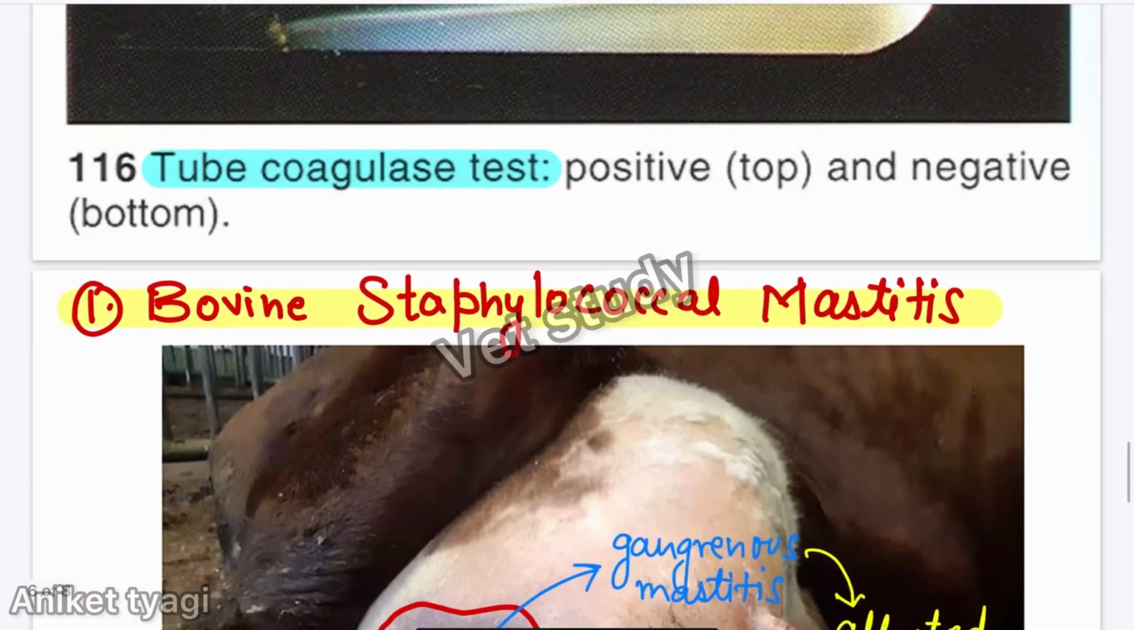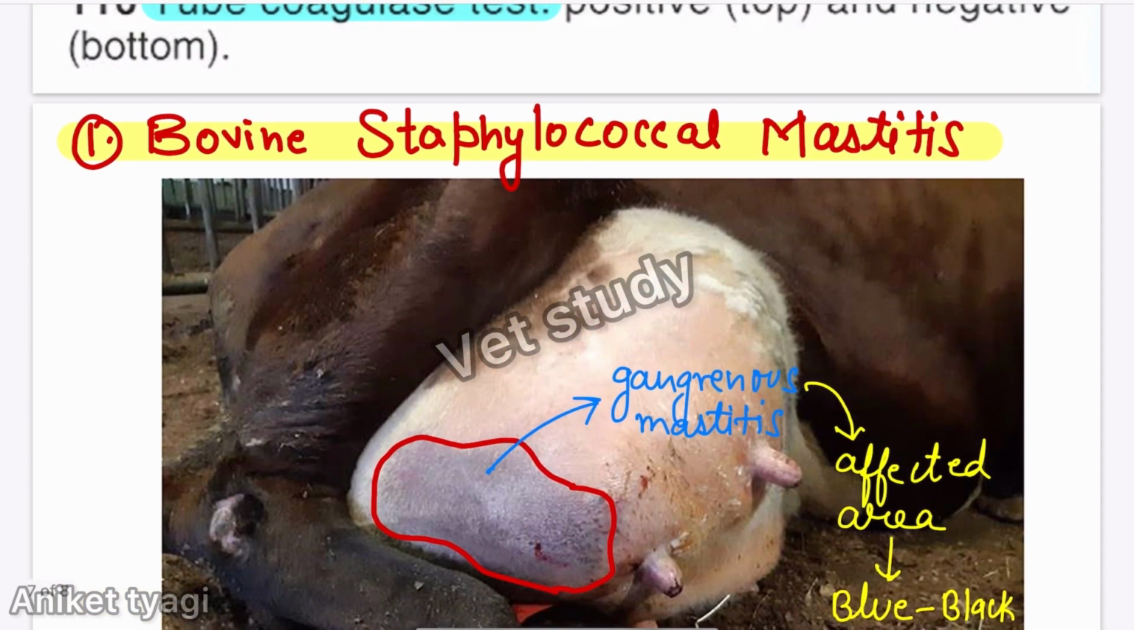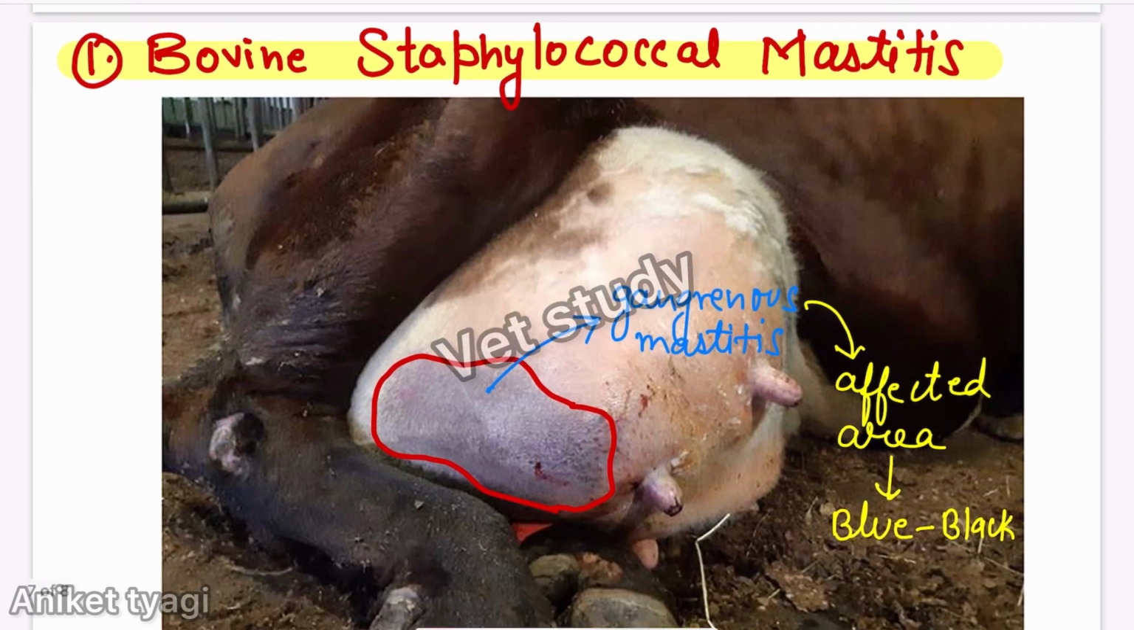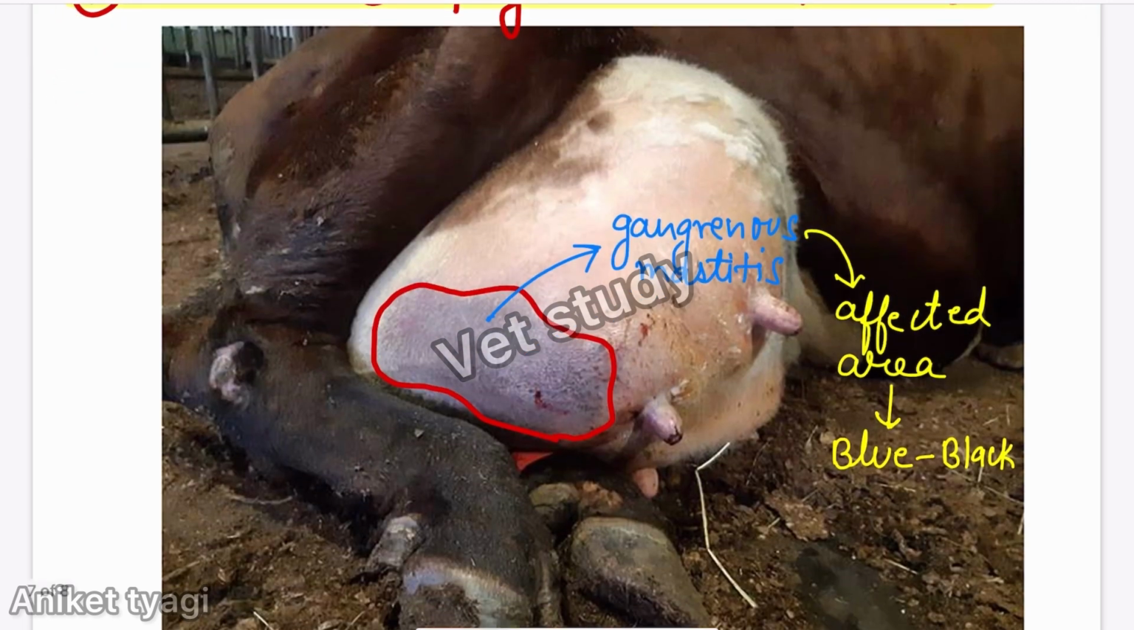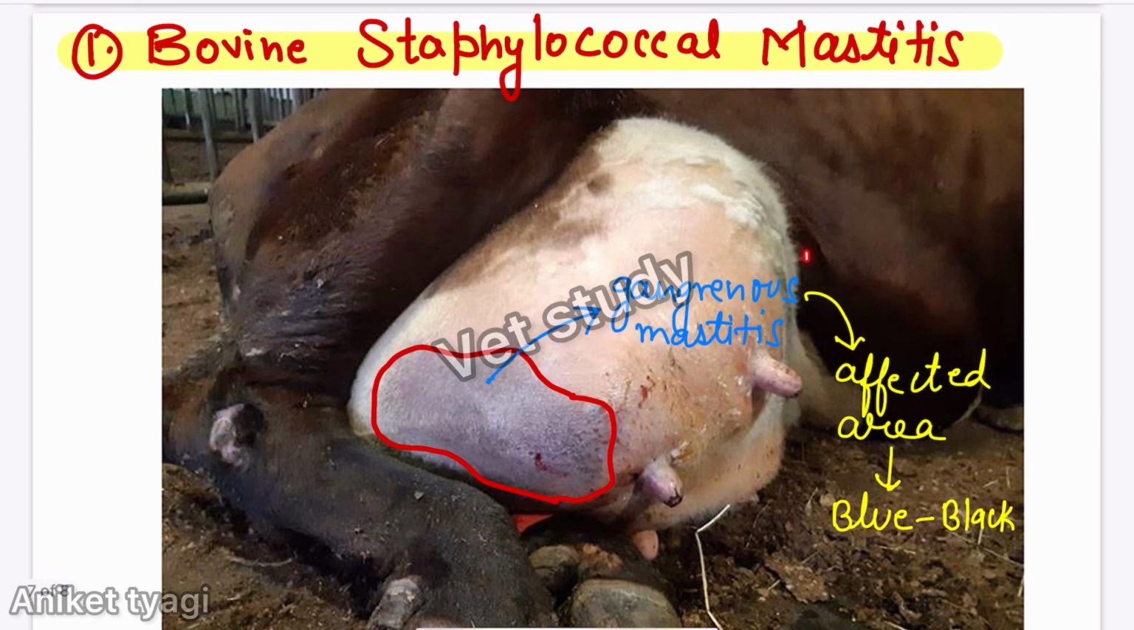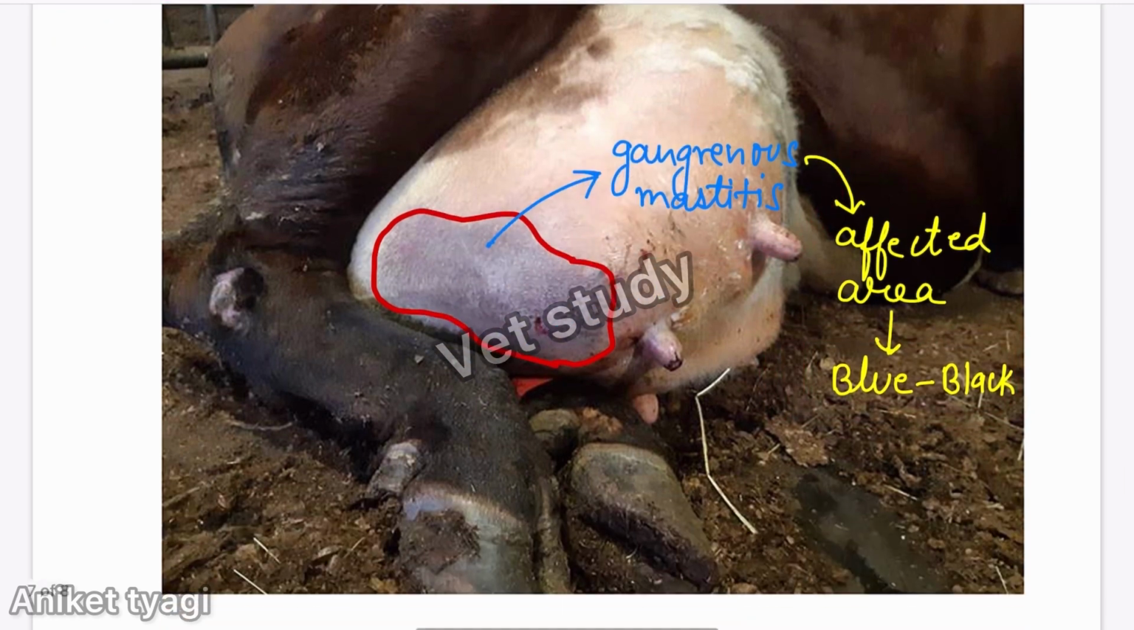And now we will discuss some images of diseases, so you can easily remember those diseases. The first is bovine Staphylococcus mastitis. In bovine Staphylococcus mastitis, we generally have gangrenous mastitis, and the affected area is blue-black in color. So this is very important. The affected area is blue-black in color, and this is gangrenous mastitis, okay? And this may be life-threatening to the animal.